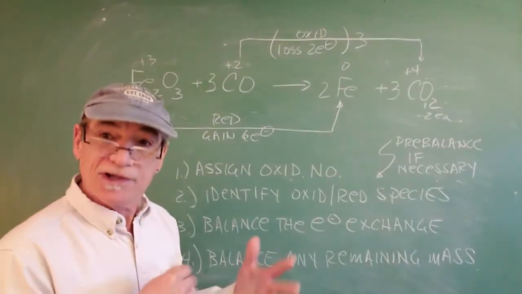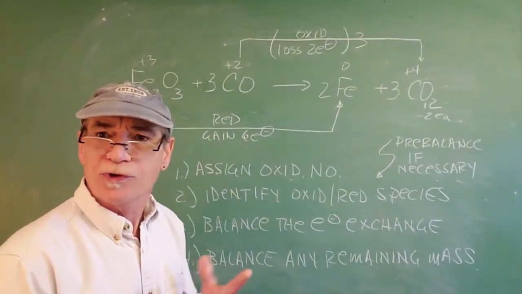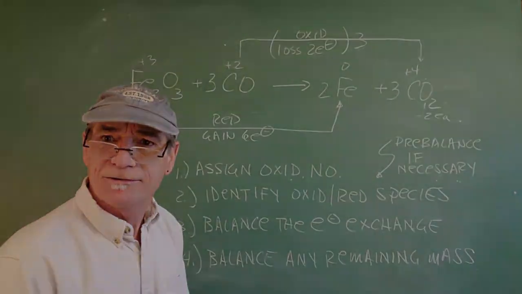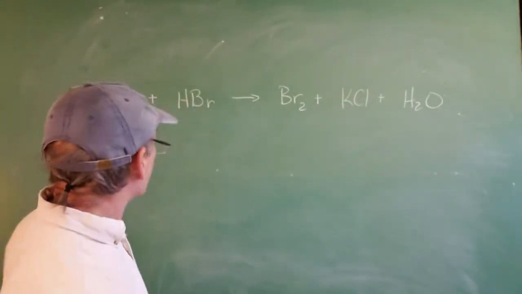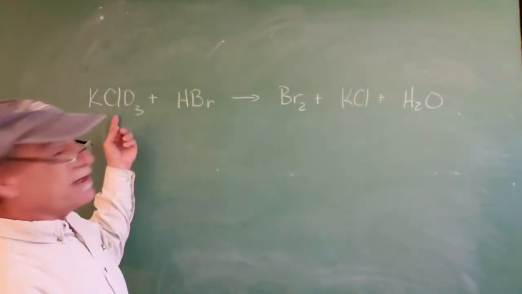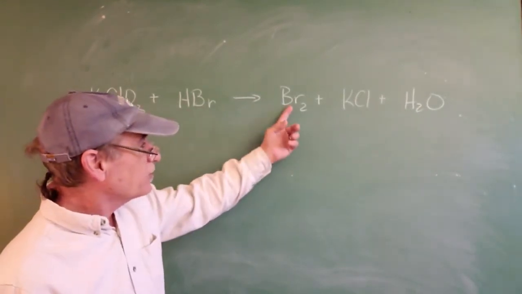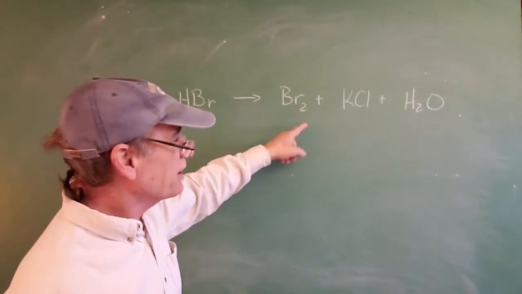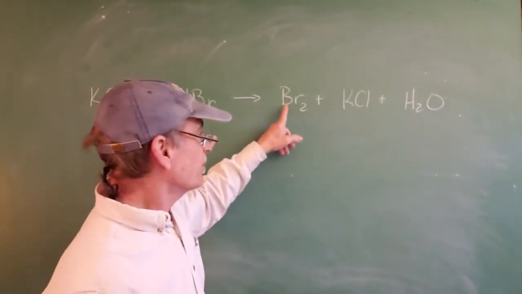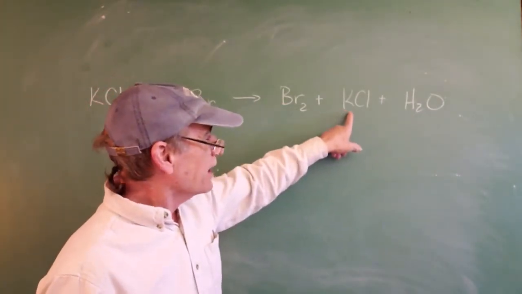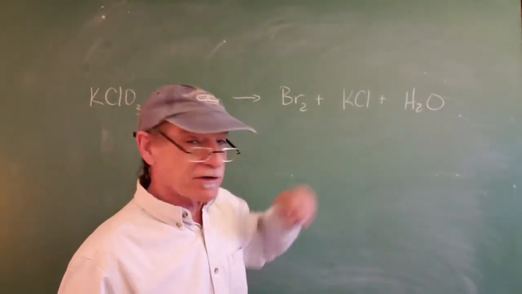All right, well, let's take a look at 200 or 300 more examples of this. Okay, so here's a nice molecular equation. Potassium chlorate reacts with the hydrogen bromide, hydrobromic acid, makes bromine as a liquid. I didn't put the phase notations in here, but it makes bromine as a liquid, and potassium chloride and water.